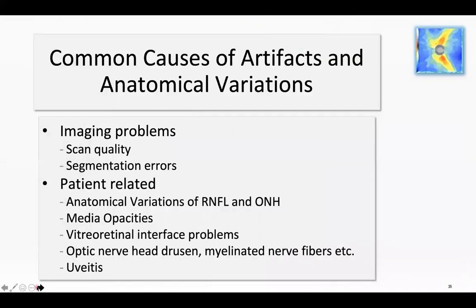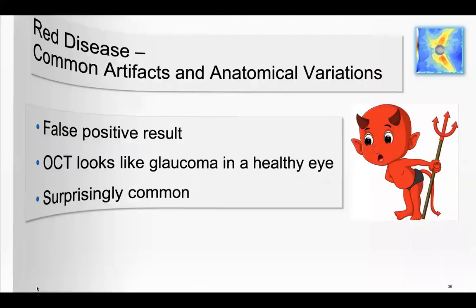What are the common causes for artifacts or anatomical variations? We can think about the imaging problems: scan quality and segmentation errors. And we have the patient-related ones: anatomical variations, media opacities, vitreoretinal interference problems, optic nerve head drusen, myelinated nerve fibers, etc., and uveitis. I will show some examples of them.